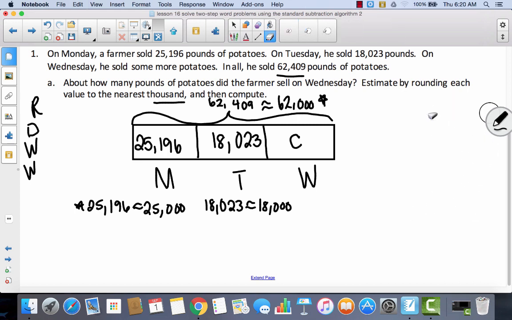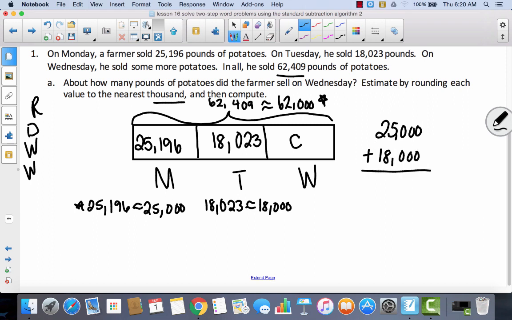Okay, so now I've made all my estimates. Now I'm ready to find an about answer. First, I need to figure out what these two are together. So that means I'm going to add 25,000 and 18,000. I think the easiest way to do this would just be to do a number sentence. So I've got 25,000 plus 18,000, and that gives me 43,000. Make sure that you are writing this number sentence.